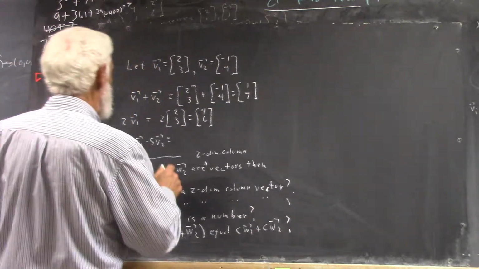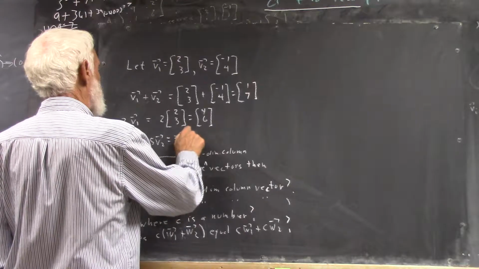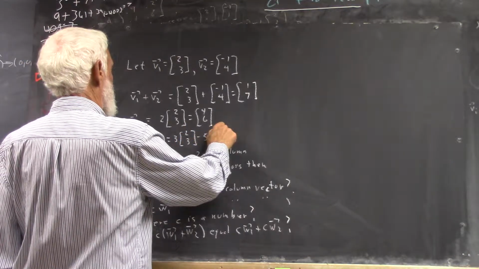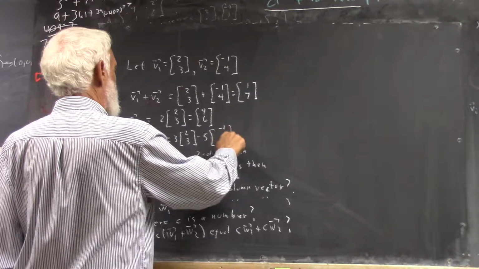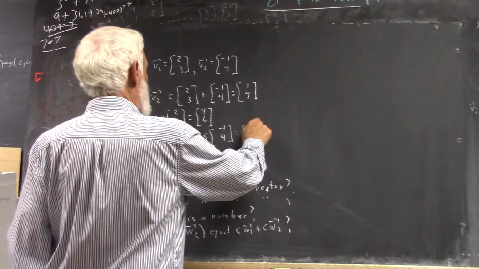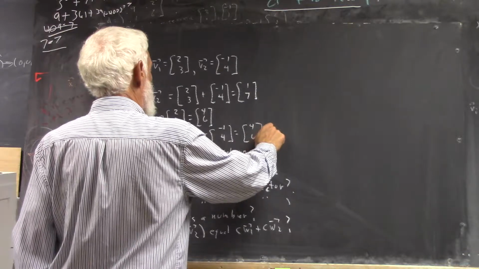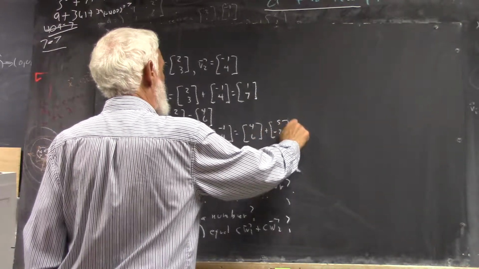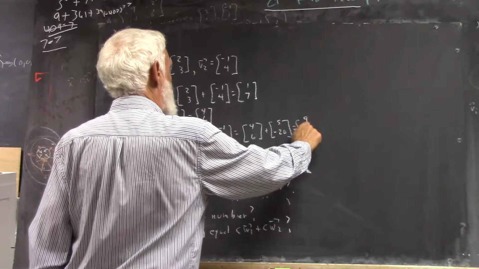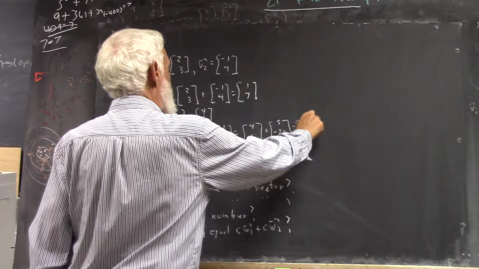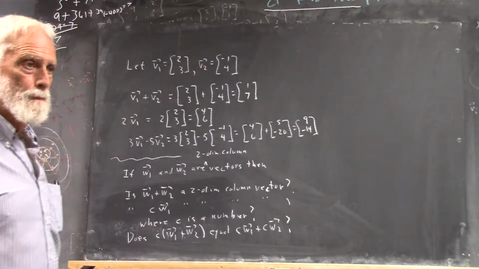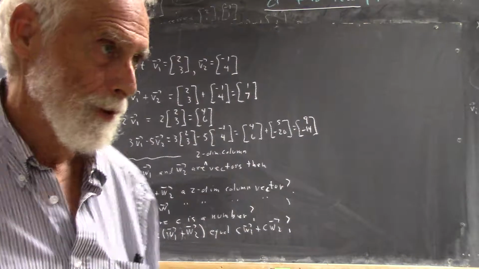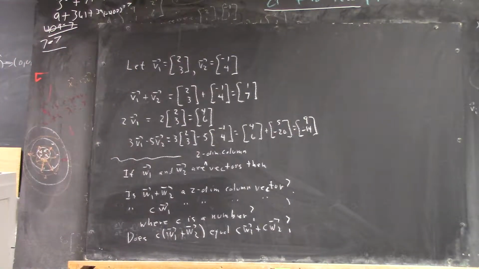3V1 minus 5V2. Okay? I think I did the arithmetic right. If not, you can correct me because you know what's going on. So it's obvious we can do all these things.